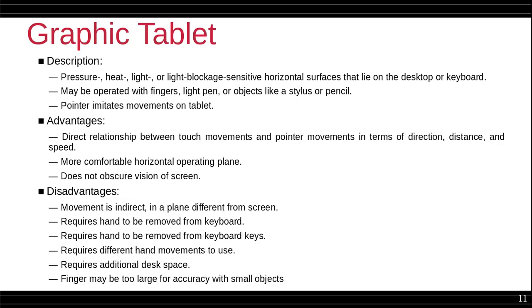Now let's discuss the graphic tablet description. A graphic tablet is a pressure, heat, light or light blockage sensitive horizontal surface that lies on the desktop or keyboard. It may be operated with fingers, light pen or objects like stylus or pencil. The pointer imitates movements on the tablet.